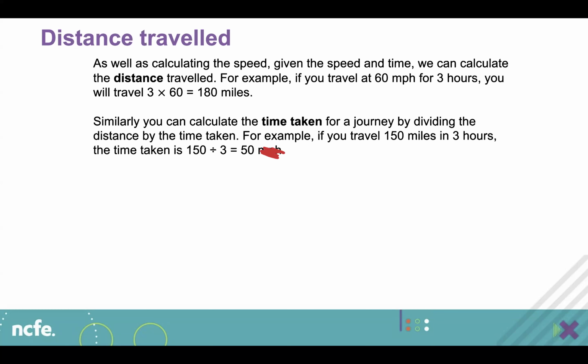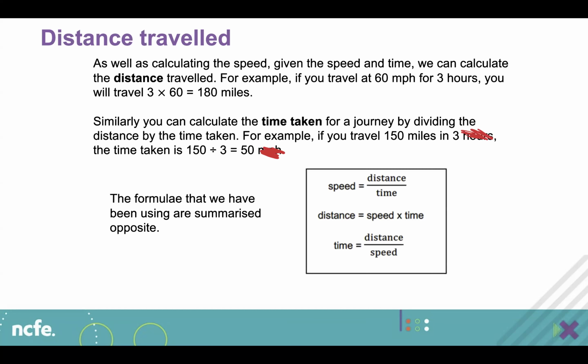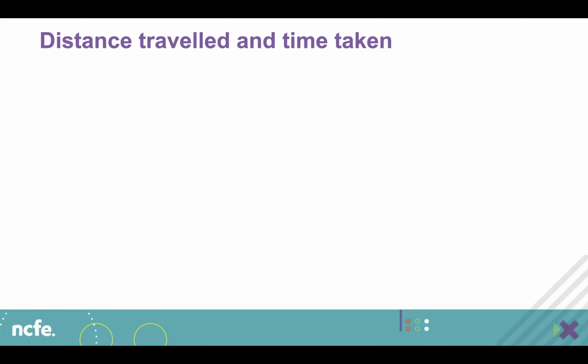No, oh, this is doing it wrong though. If you travel 150 miles at the speed of 3 miles per hour, again, no, at the speed of 3. Yeah, so here's the formula, guys. Distance travel and time taken.